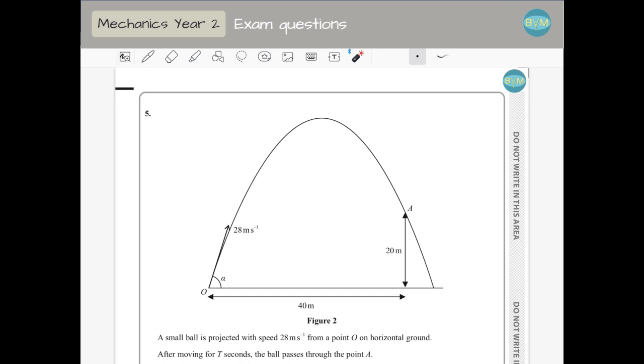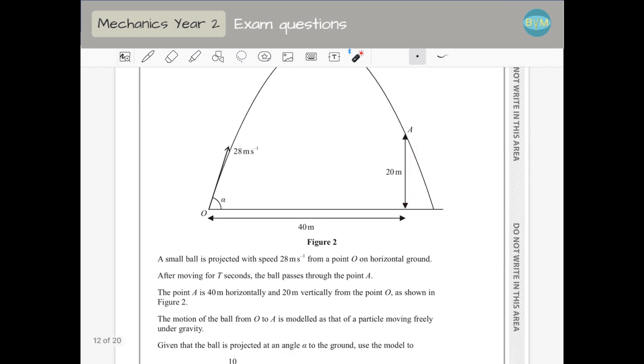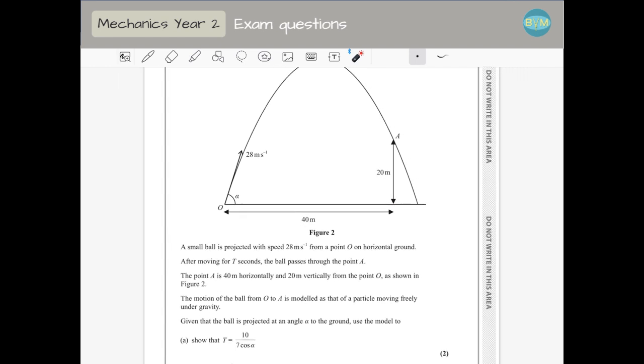A small ball is projected with speed 28 meters per second from point O on horizontal ground. After moving t seconds, the ball passes through point A. The point A is 40 meters horizontally and 20 meters vertically from the point O. The motion of the ball is modeled as a particle moving freely under gravity. Given that the ball is projected at an angle alpha to the ground, use the model to show that the time up to here is 10/(7 cos alpha).